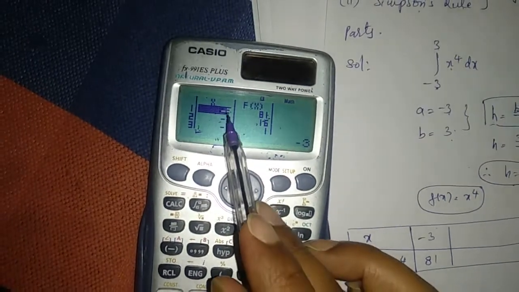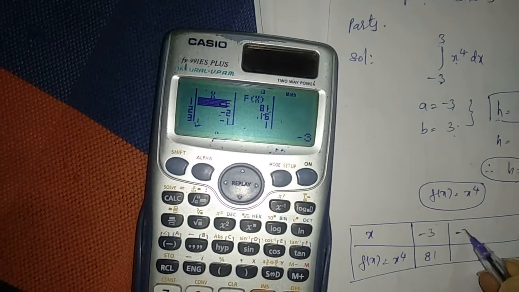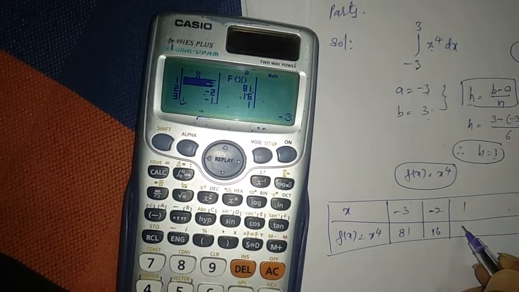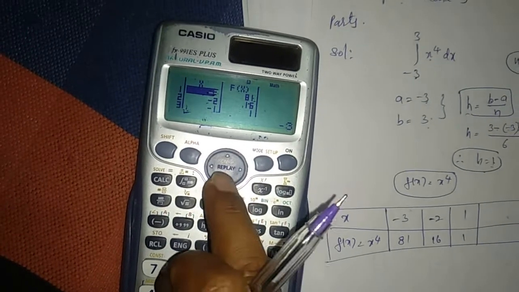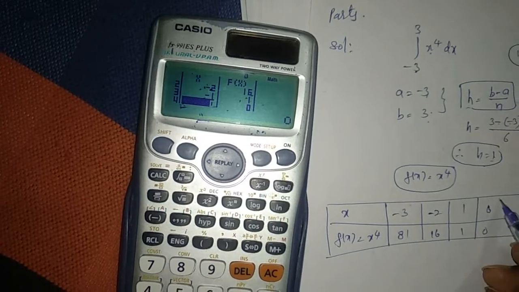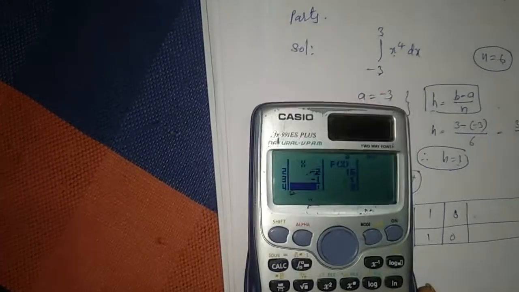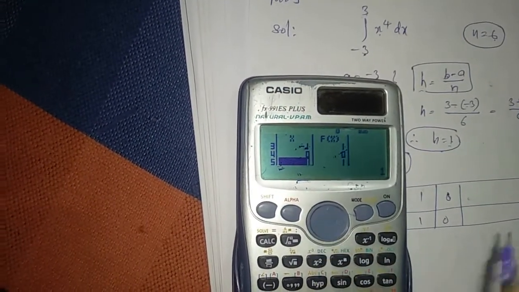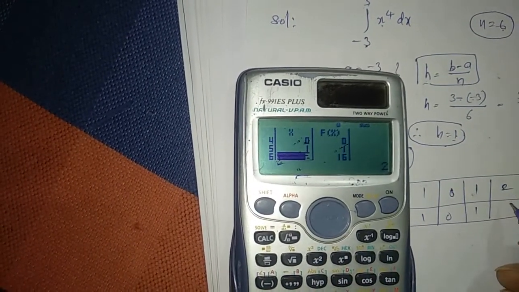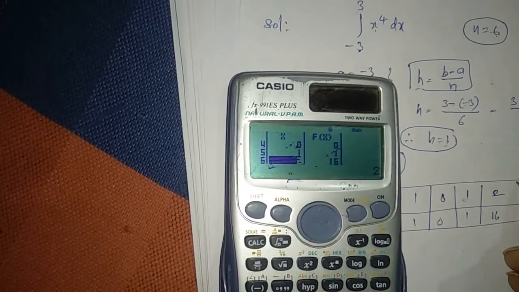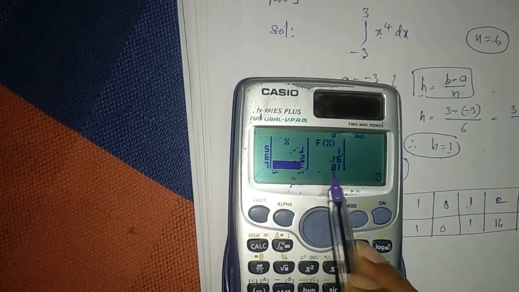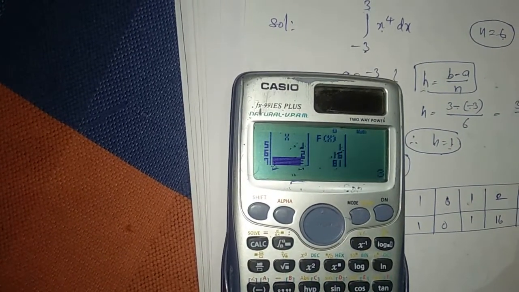The next x is equal to minus 2, it is 16. The next one is minus 1, it is 1. The next, x is 0, it is 0. Then 1, it is 1. The next one 2, it is 16. The last one, x value is 3, f of x value is 81.